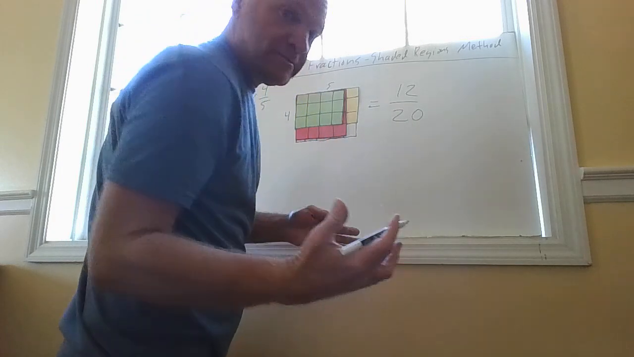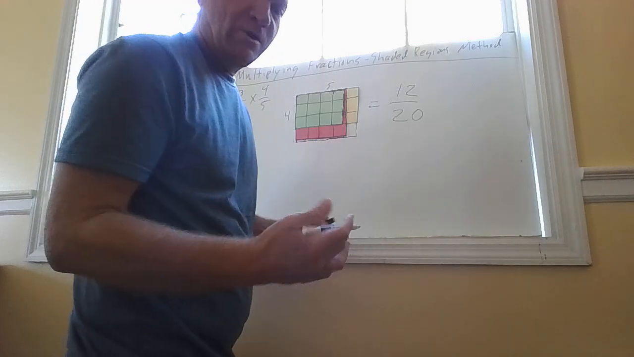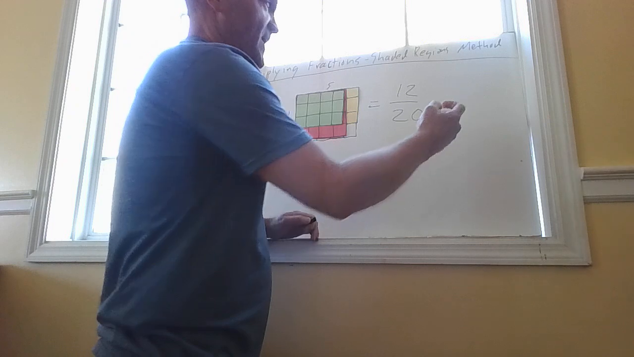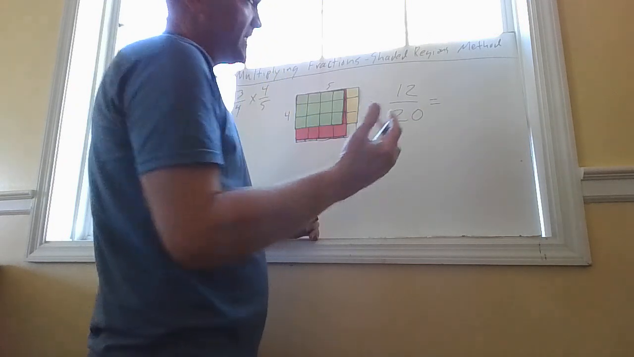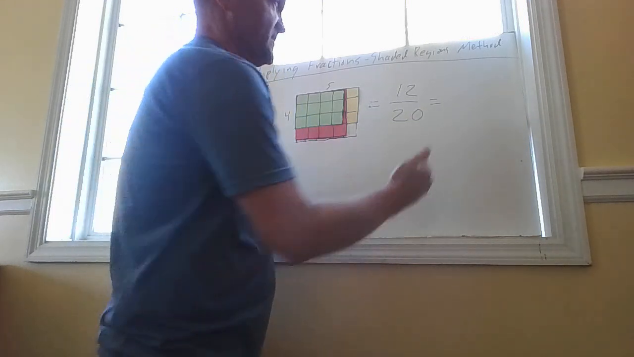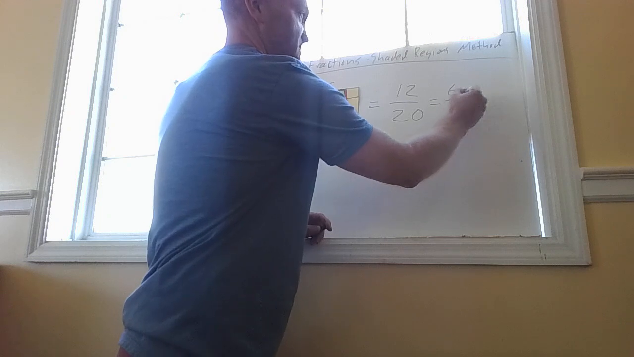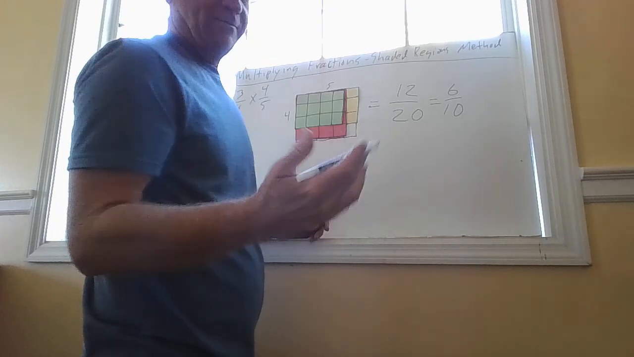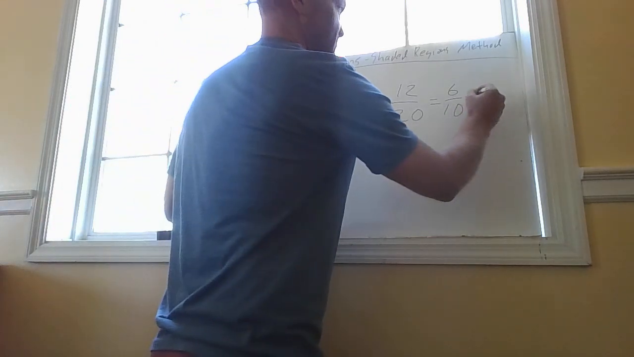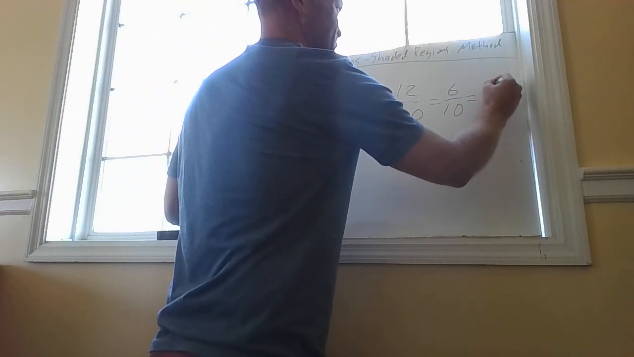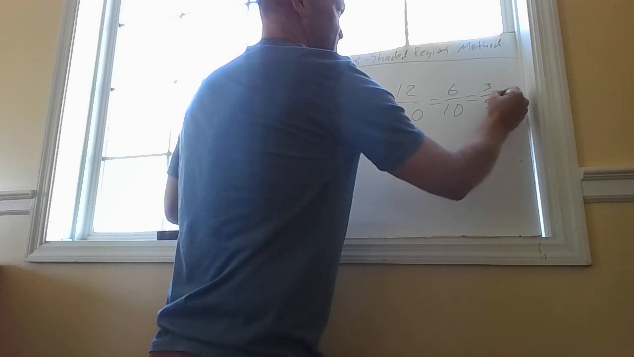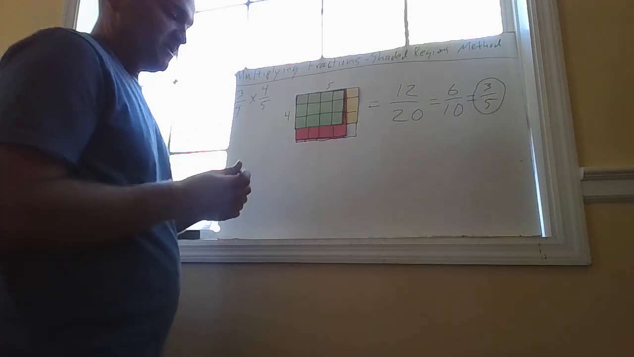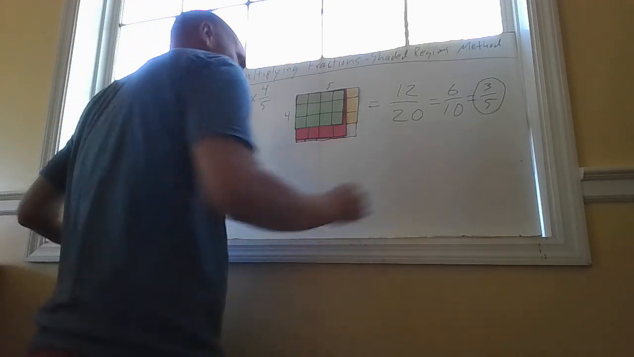And now again, as always with fractions, when we arrive at an answer, we need to see if it can be simplified. I'll use the prime numbers trick here and say, can both of these be divided by 2? Yes, they can. 12 divided by 2 is 6. 20 divided by 2 is 10. Again, can they be divided by 2? Yes, they can. 6 divided by 2 is 3. 10 divided by 2 is 5. And so the product of our original problem is 3/5.